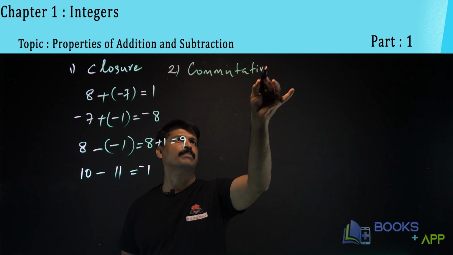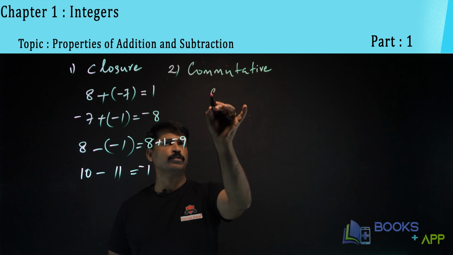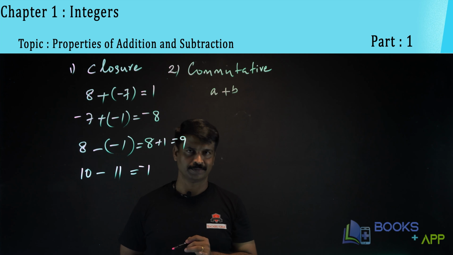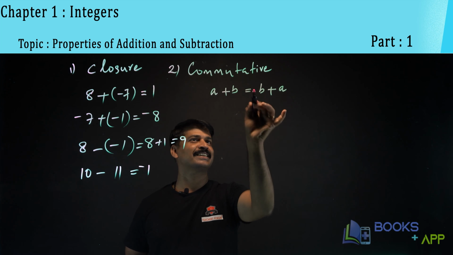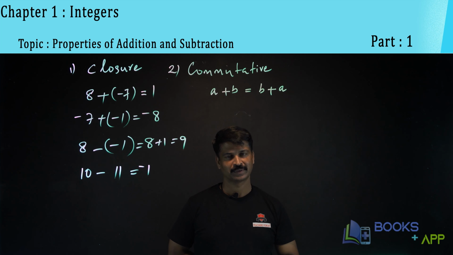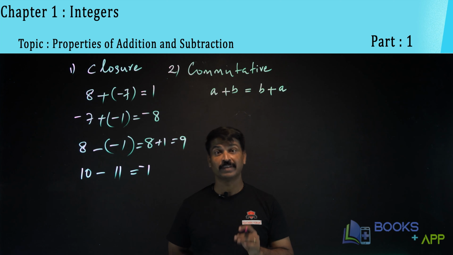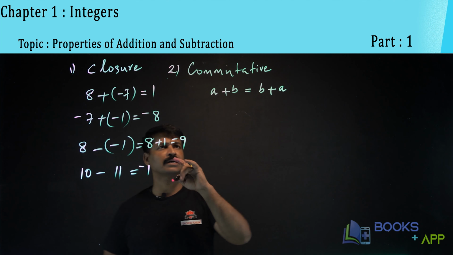Commutative property means if you take two integers a and b and you add a plus b, and now you add b plus a, if both answers are equal, we say that it is commutative. Let us take two integers and check whether a plus b is always equal to b plus a. Now let us check addition.